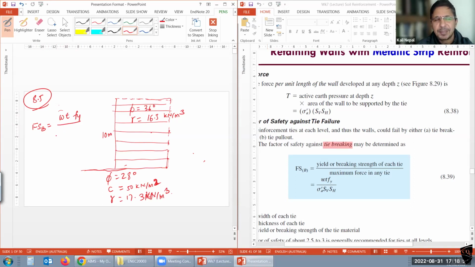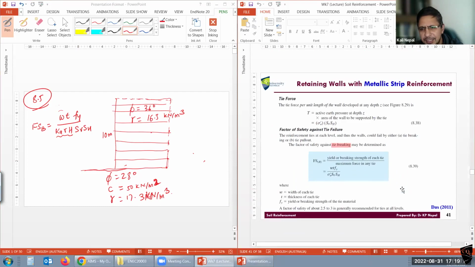We need that. Sigma A means lateral earth pressure. So K_a gamma h plus S_v as heads. Do you understand? That's the sigma V A, right? So what that means is active lateral earth pressure. Good. So now can we substitute the values from our problem to get the value of T?